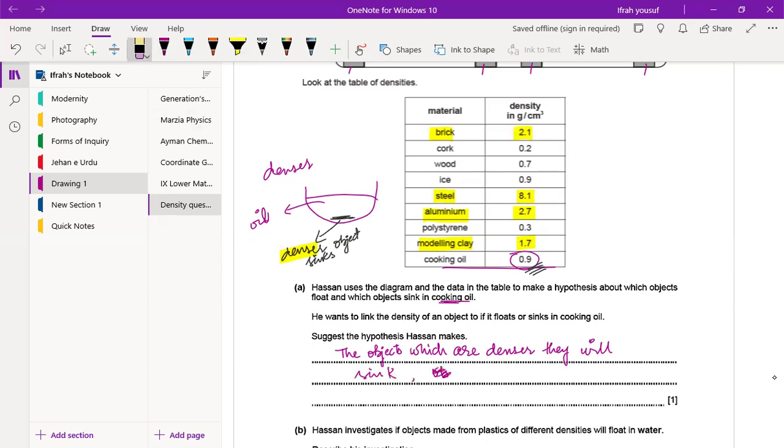For example, yes, we should write the example as well, right? For example, brick, steel, aluminium, modeling clay. Okay, and objects less dense than oil will, what do they do? Less dense than oil will float. Is this clear now? Yes, sir. Okay.